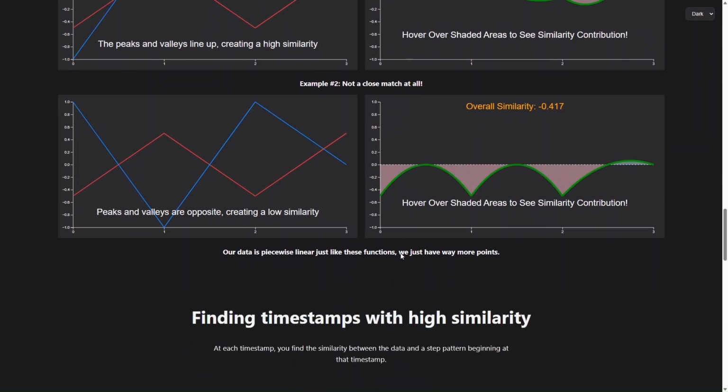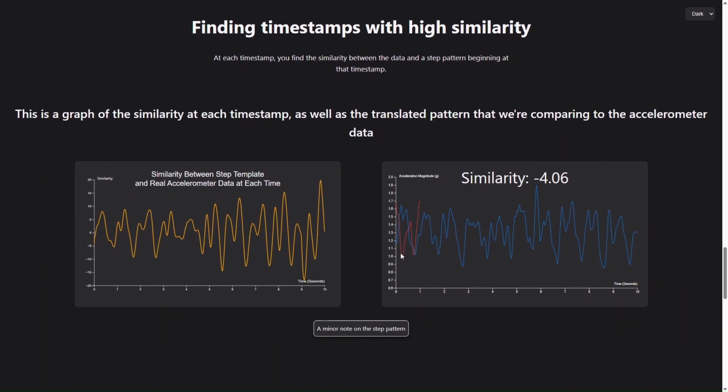Then you simply look at the similarity between your step pattern and your data at every timestamp, and that's what this shows. Not only can you see peaks where a step likely occurred, but you can hover over it to see the pattern overlaid on the data.